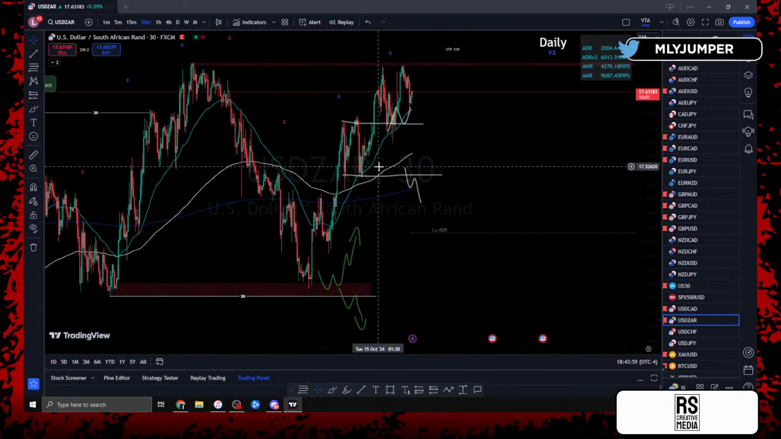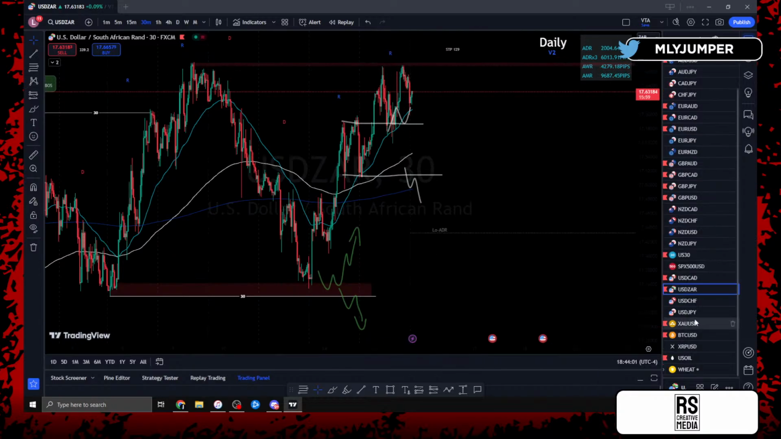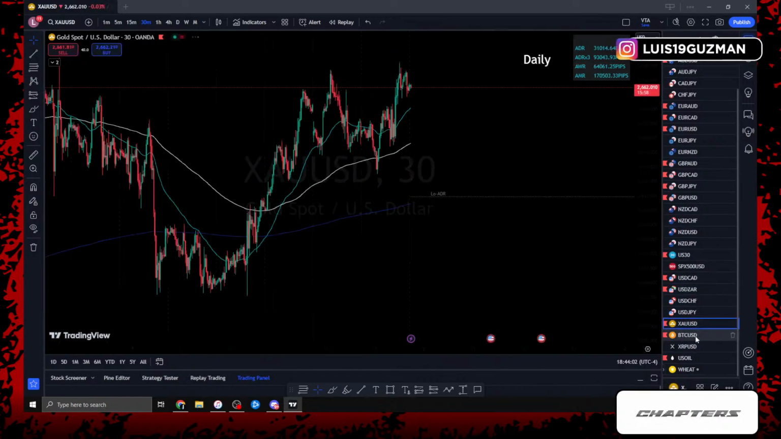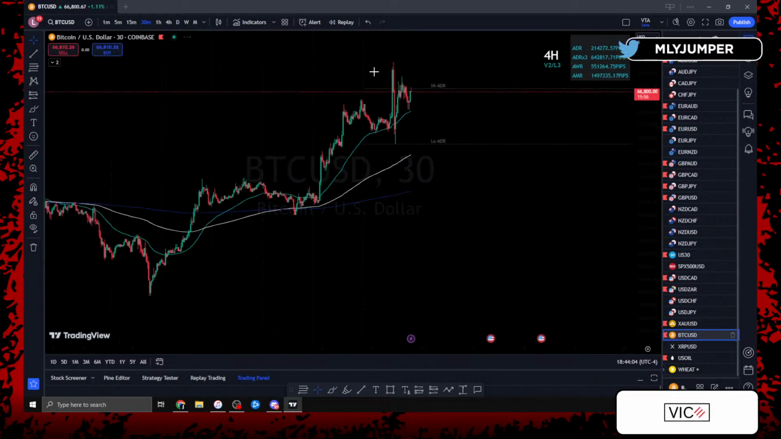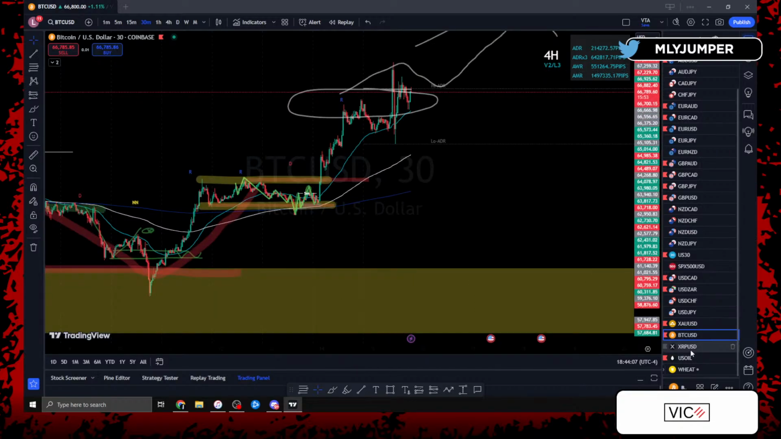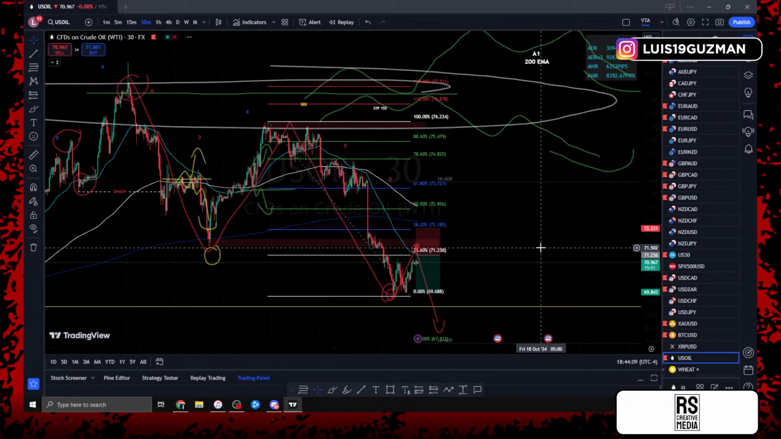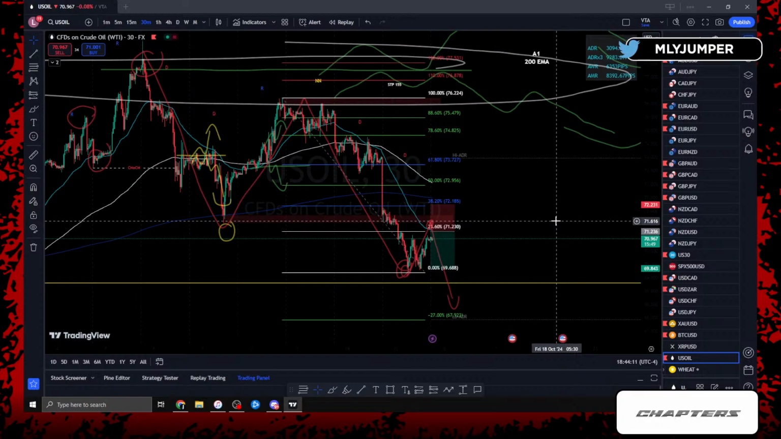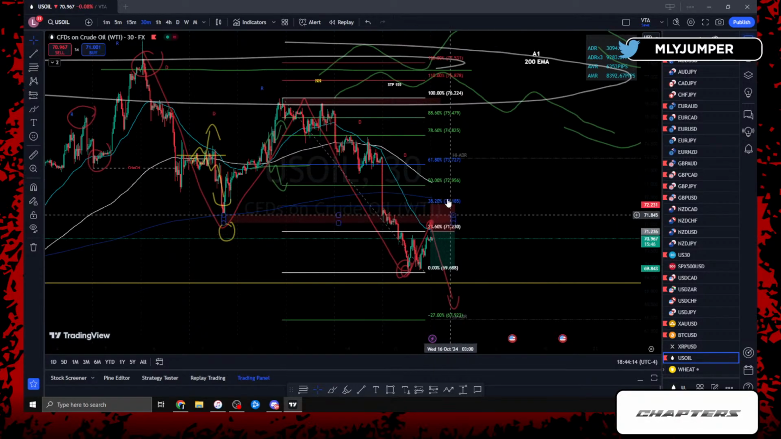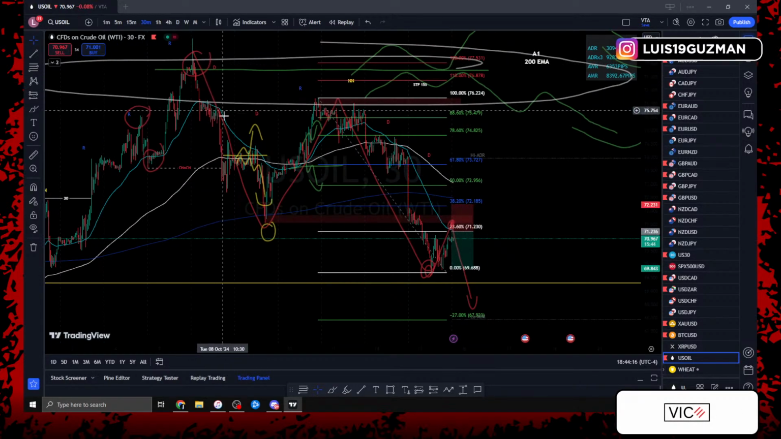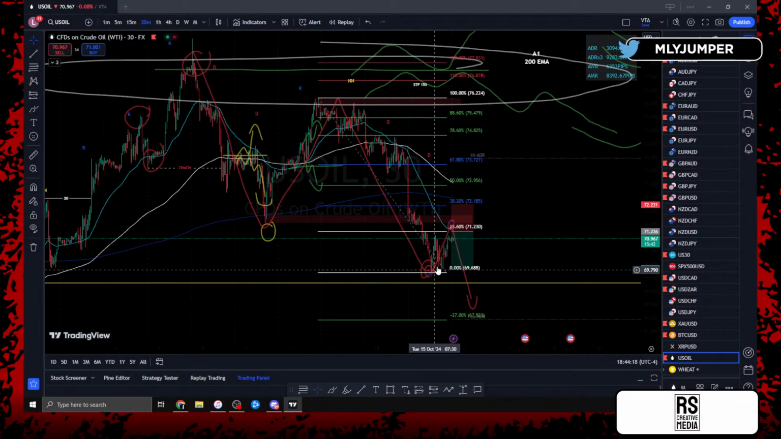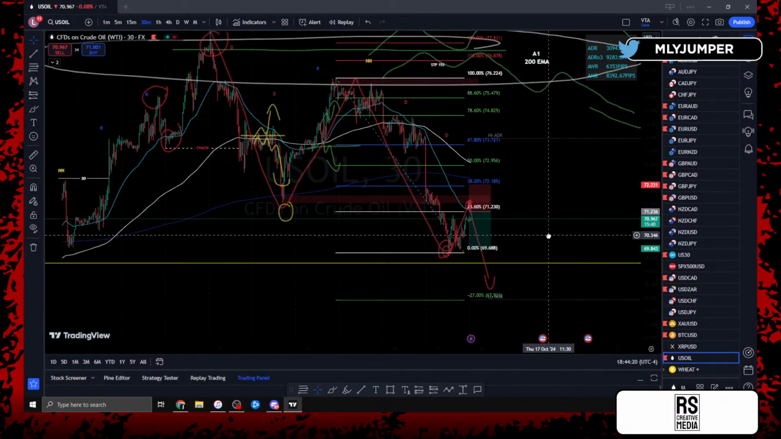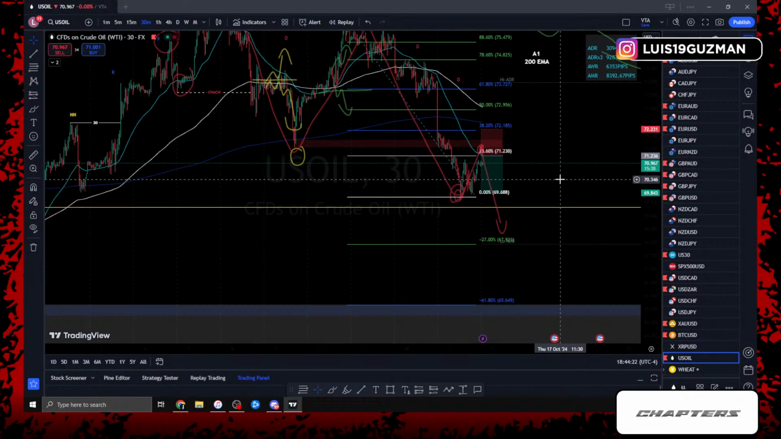USDCAD and USD ZAR, we could be looking for price to continue the push to the top side, and then gold, I'm not looking at anything. Bitcoin, we could be looking for another push to the top side again. Or really, the only other pair that looks crystal clear is US oil. We have a change of character, we have the break of structure, looking for that retest to continue that downtrend push.